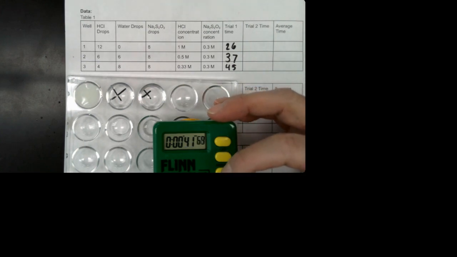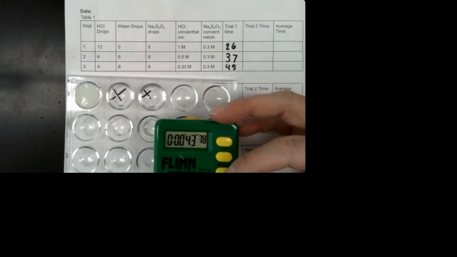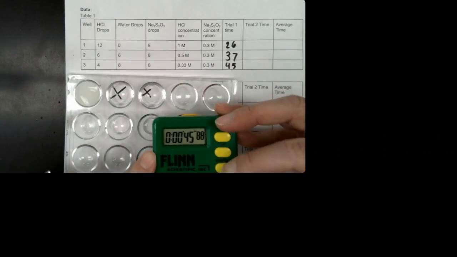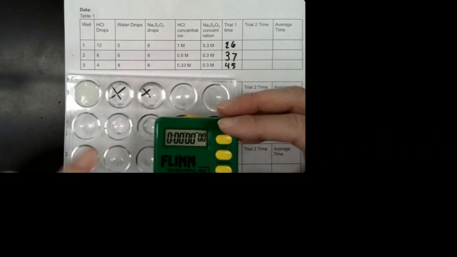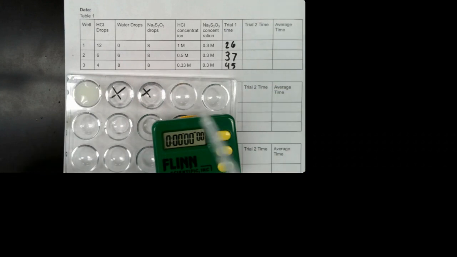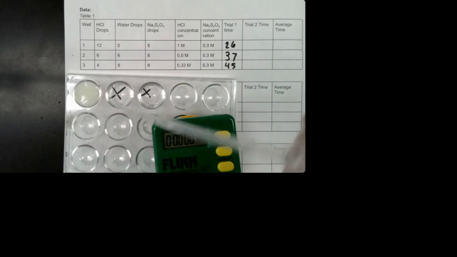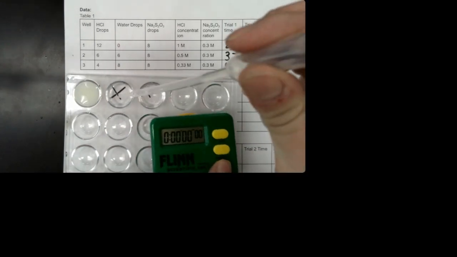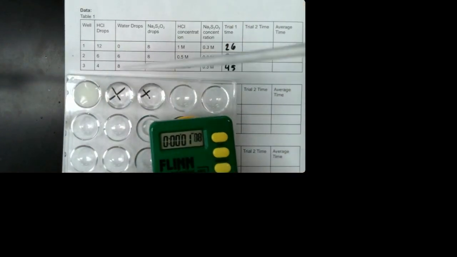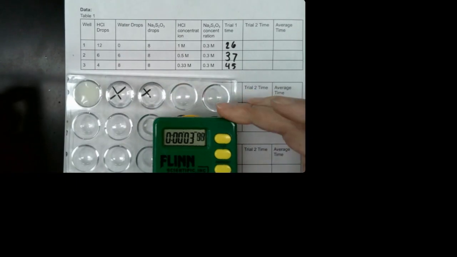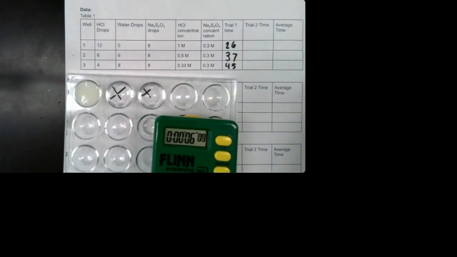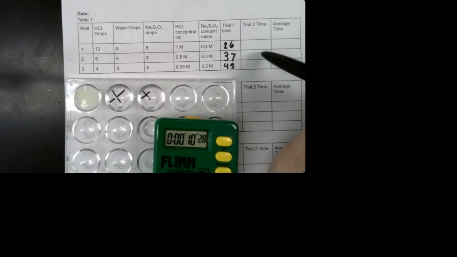Okay, so for sure by now the X has disappeared. So I'm going to push stop and I'm going to reset that. So you decide when that was. And then I'm going to pipette this one, scoop all the hydrochloric acid up, and then I'm going to push start when I add it. So when the X disappears, this is the second well. So go ahead, when the X disappears, that's the end of the reaction. Go ahead and write how long that took.